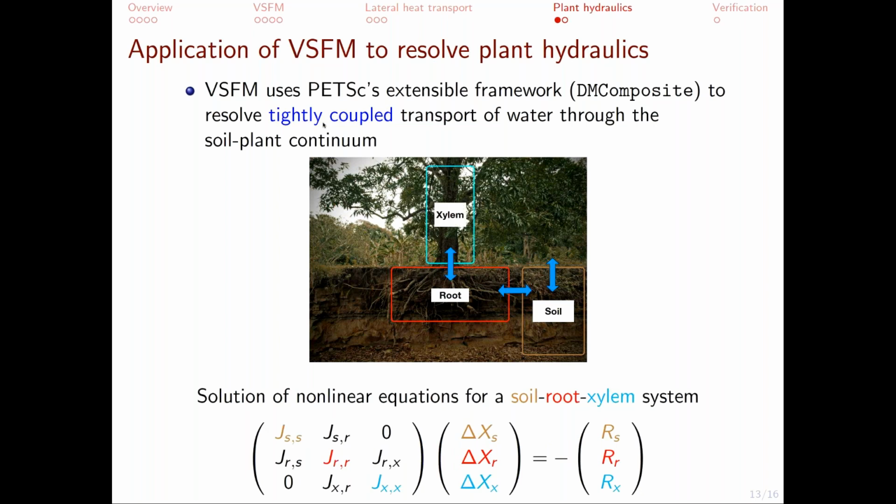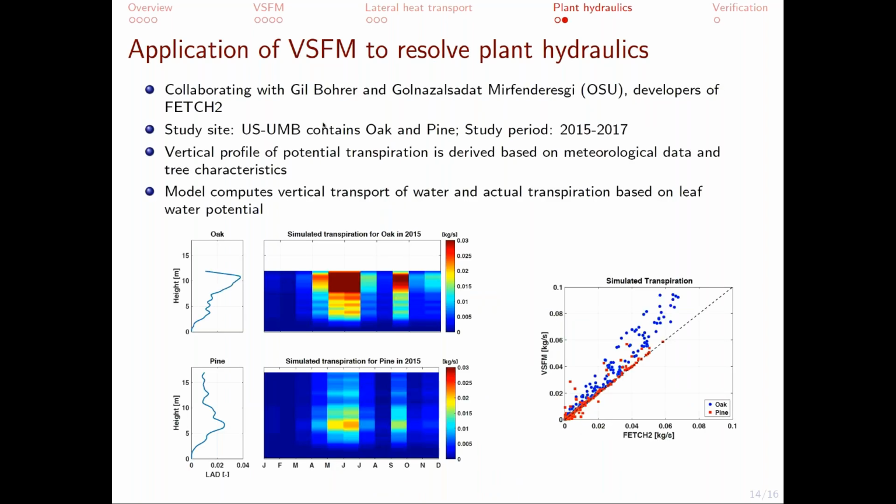And similarly, you can think of extension to the xylem. So this framework provides us with an extensible framework to add these tightly coupled physics components. This is ongoing work with Gil Bohrer at Ohio State University and his postdoc Golnaz, who have developed a plant hydrodynamics model, FETCH2.